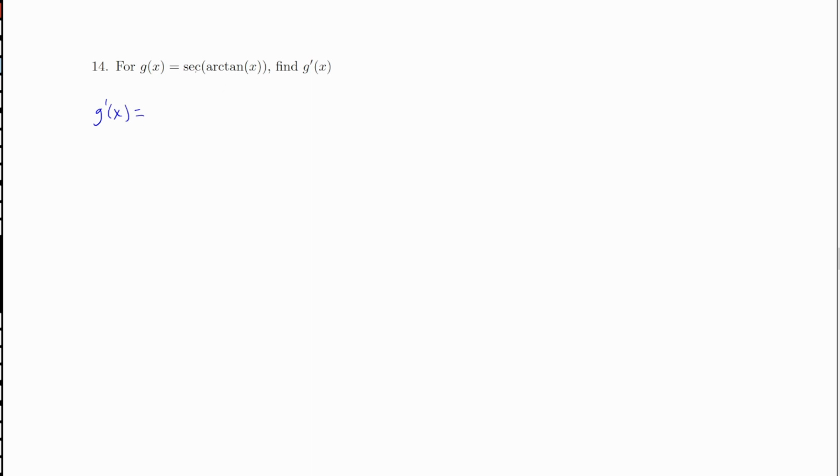Okay, so we have a chain rule. My outside function is secant. The derivative of secant x is secant x times tangent x, but the chain rule says don't plug in the x, plug in the inside function. So I have secant of arctangent x times tangent of arctangent x times the derivative of arctangent x, which will give me secant of arctangent x times tangent of arctangent x, and the derivative of arctangent x is 1 over 1 plus x squared. You won't have to have that memorized for the exam.